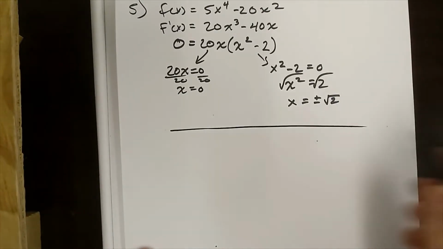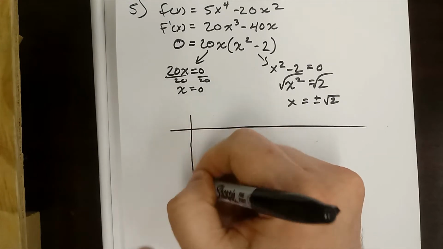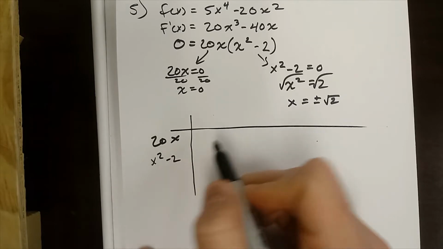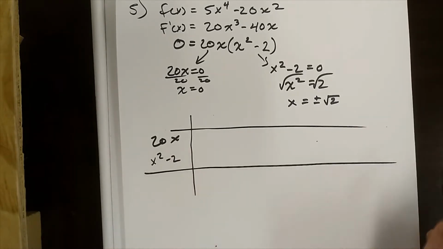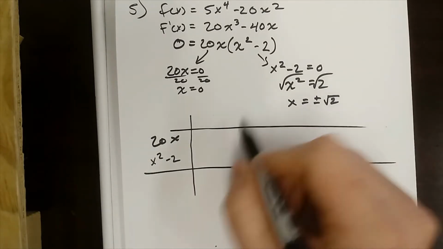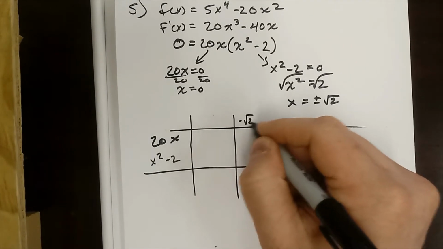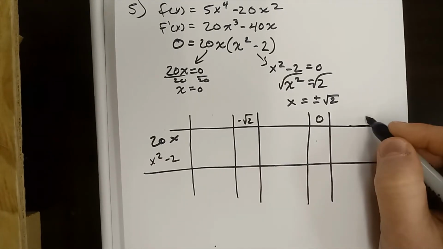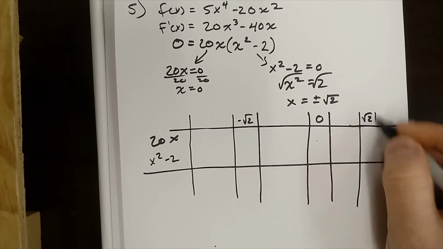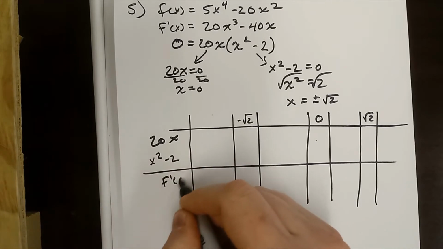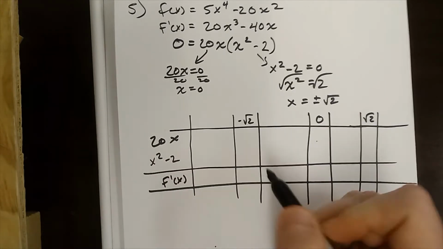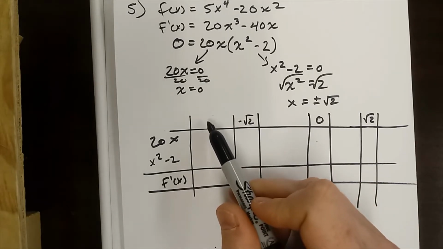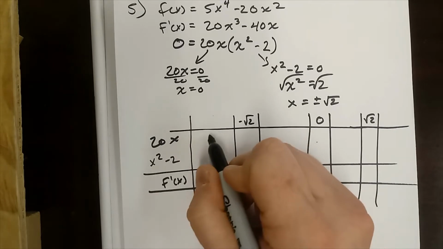All right, so let's drop our sign chart in here. I'll go back to the more traditional one that we do in class. So I've got 20x and then x squared minus 2. And then I've got negative root 2, and I have 0, and I have positive root 2. And then down here, so what's f prime doing? Okay. So let's see, I'll try a number to the left of negative root 2. I'll try negative 1,000 just because, you know, why not? And so I get a negative here.